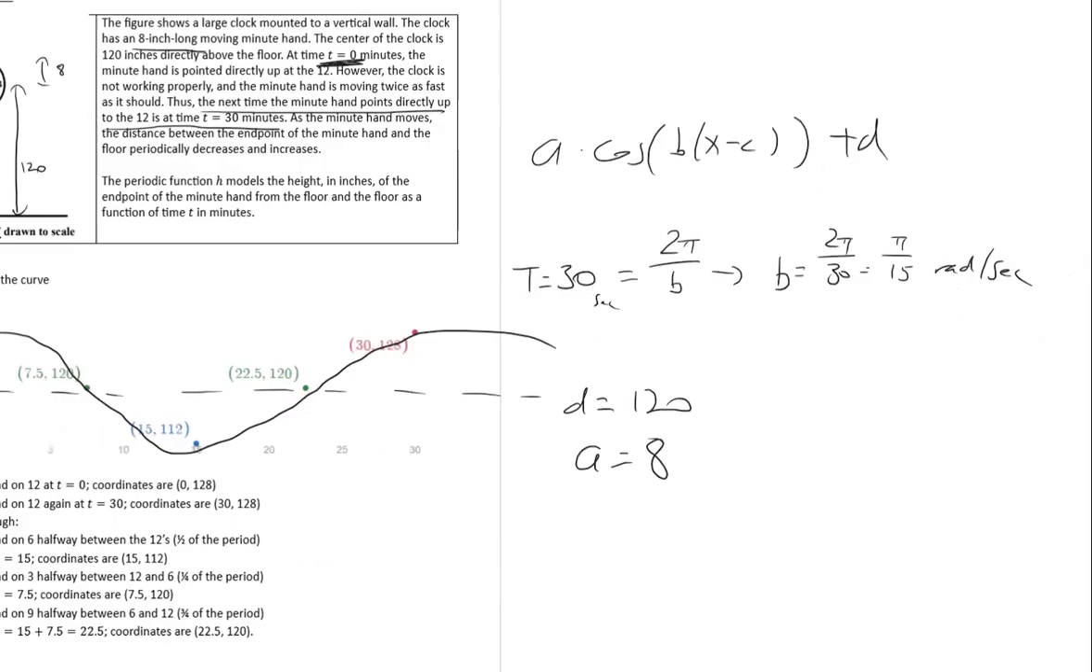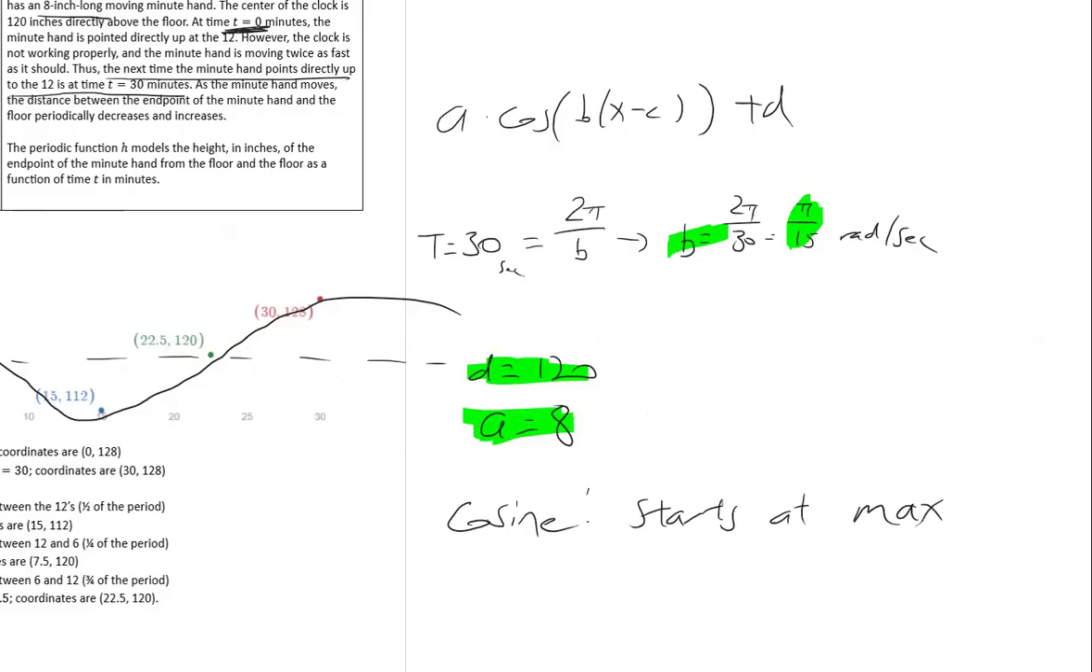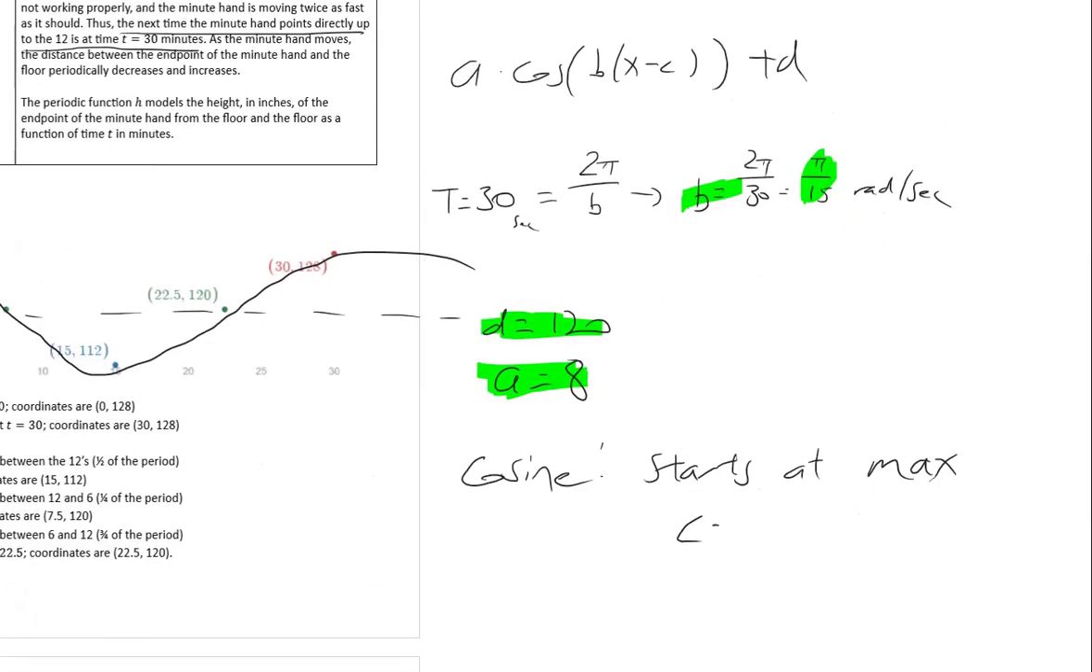All right. So, let me highlight what I have already. B, D, and A. So we're missing C. So for cosine, it starts at the max. Does the hand start at the max? It does, because it's at the hour of 12, at the top of the clock. So do we need any phase shift for cosine? Do we need to shift the starting point? Do we need to delay the starting point? No. So C is equal to 0 for this case.